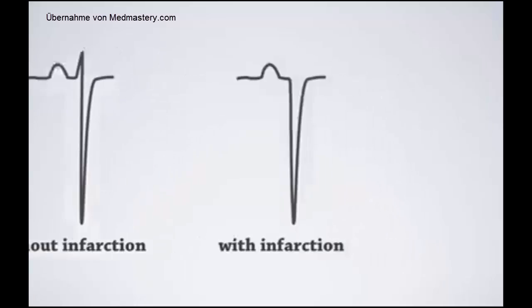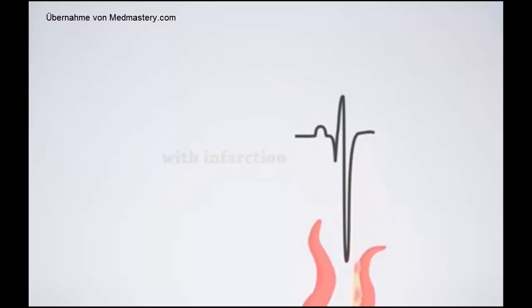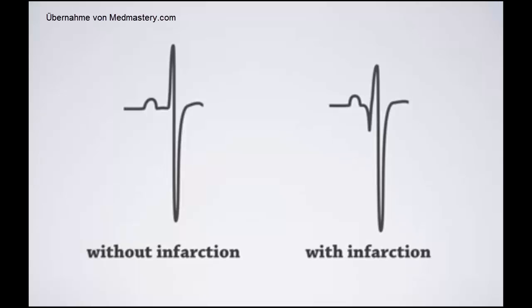Let's take a look at another example. So this is the typical appearance of leads V3 and V4. In these leads, we usually don't have Q waves, but when infarction occurs, there can be a newly formed Q wave at the beginning of the QRS, as you can see in this example. So side by side again, without infarction, no initial Q wave. With infarction, a newly formed Q wave has developed.